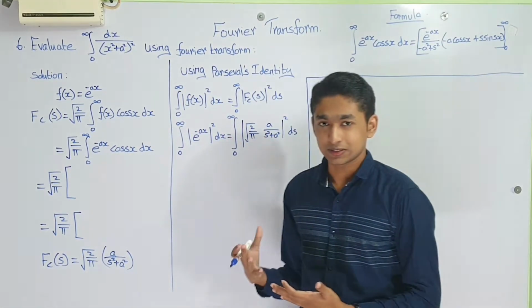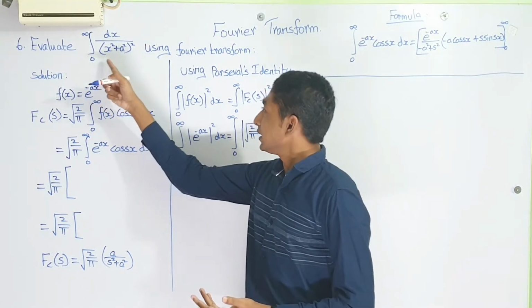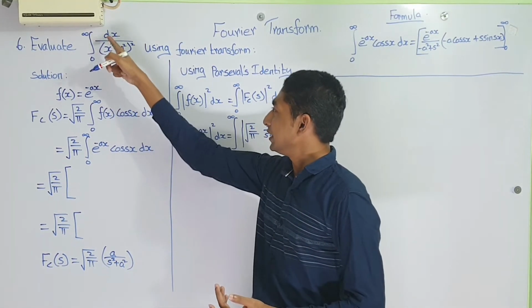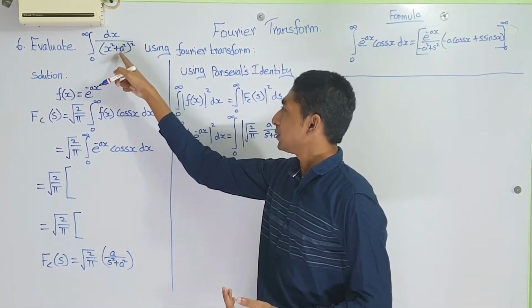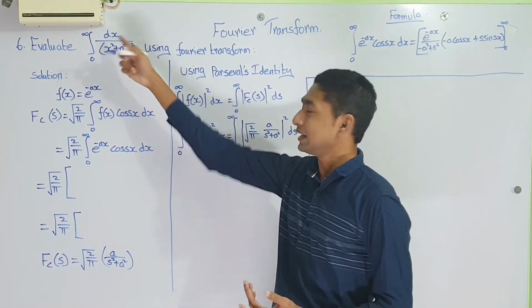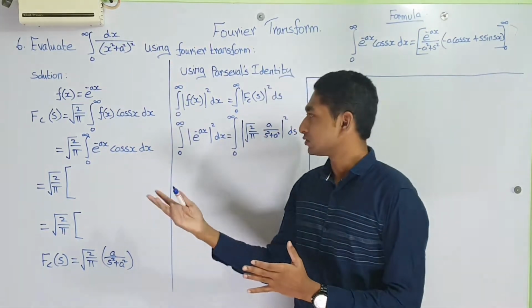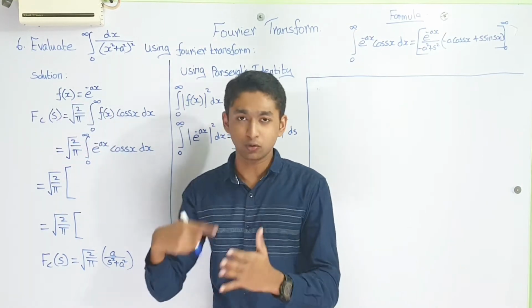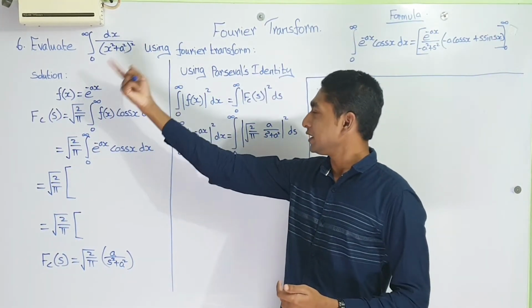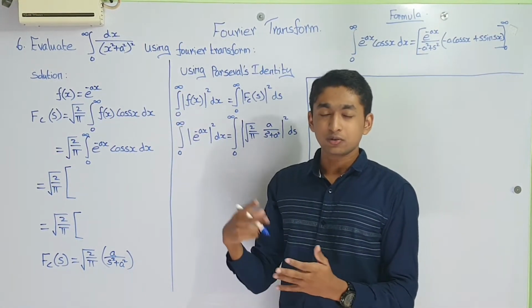So let us go to the question. Here they have given integral 0 to infinity dx divided by x square plus a square the whole square. There is no numerator, so it's a cosine transform. So solution. And one more thing we need to see: in the previous video there were two terms.